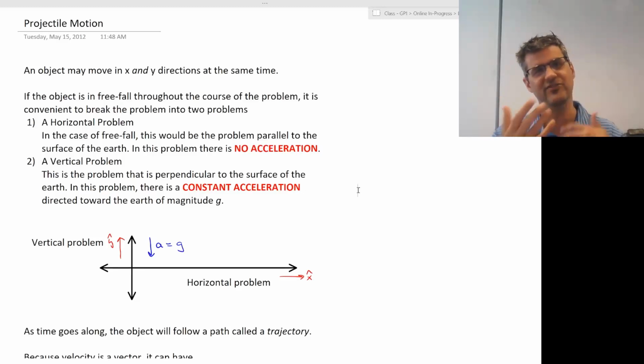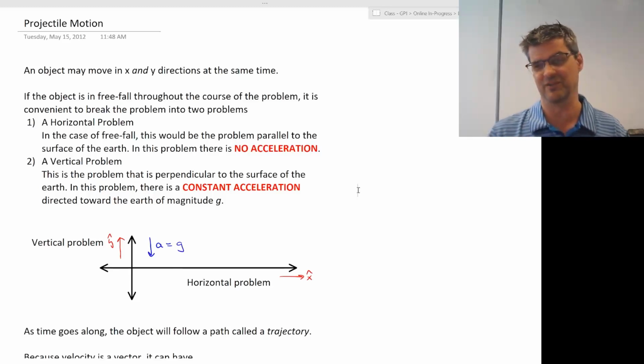And we have some information about what's going on in those problems. Maybe we're told how long it is in the air. So that tells us the time of what's going on. Well, if I know the time and a couple of other things, I can probably find what else is going on with the motion. That's pretty cool.